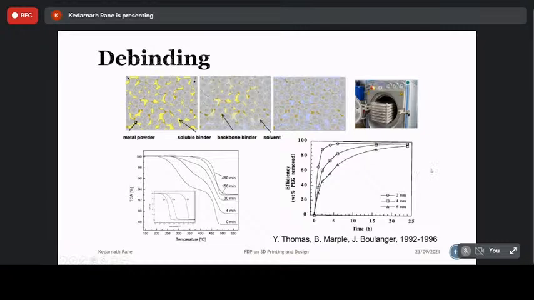I remember there are some parts I processed. It even took 48 hours to remove the complete binder constituents. But again, this can happen in batches, right? So it will not influence productivity that much.